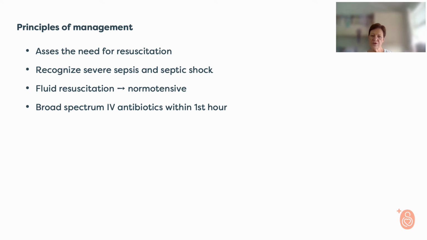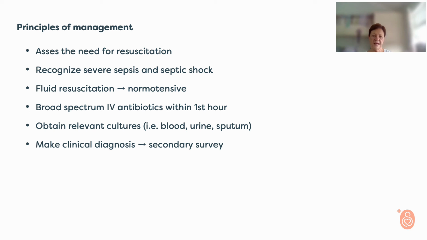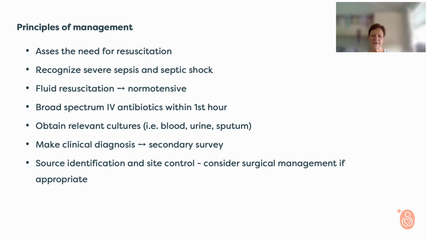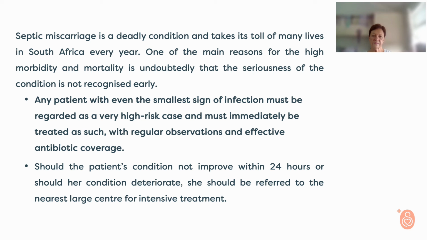Then broad-spectrum antibiotics within the first hour, as quickly as possible, given intravenously, and then obtaining the relevant cultures, so we get a blood, urine or sputum specimen to identify the organism so that we can give the correct antibiotics and make the clinical diagnosis accordingly. And then source identification and control, to see where it comes from and to decide whether surgical management is necessary or not.